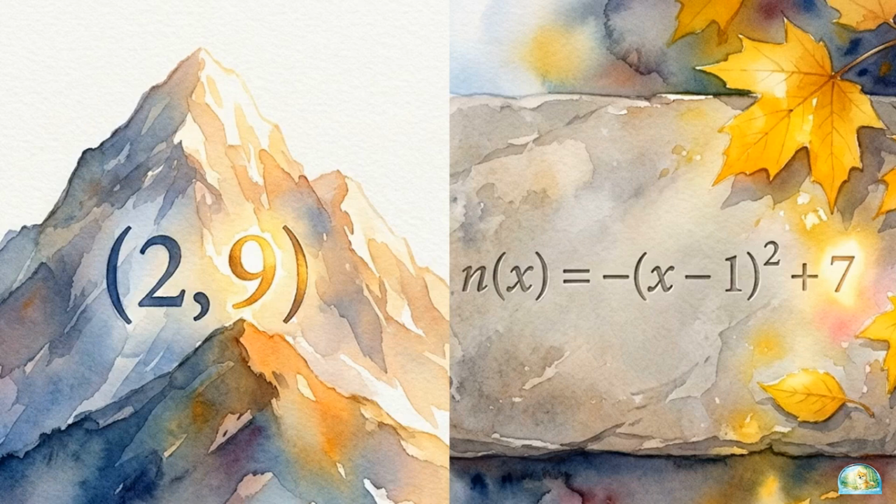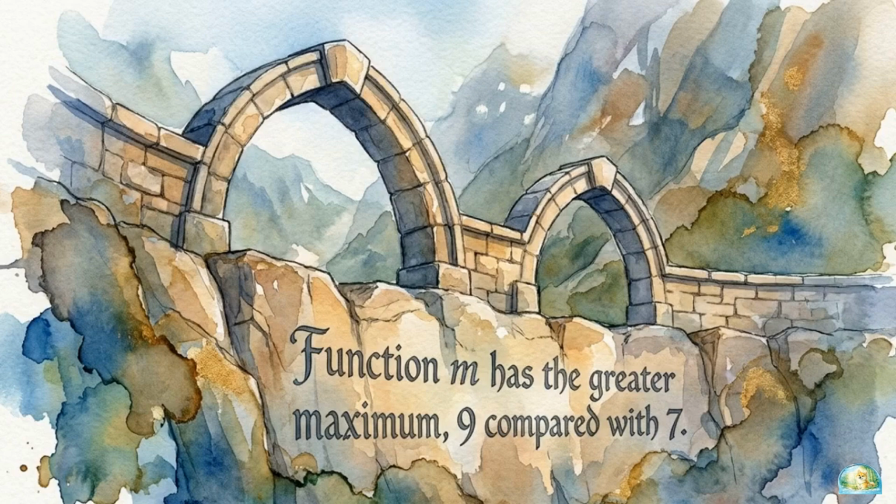The graph shows M's maximum output is 9. In function N, the vertex form reveals a maximum of 7 at an input of 1. With 9 being greater than 7, function M reaches the higher point. Function M has the greater maximum, 9 compared with 7.